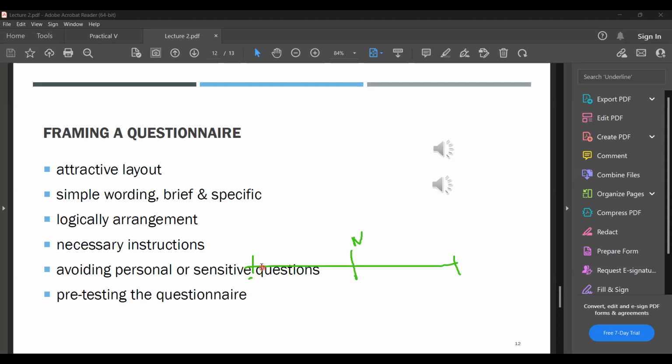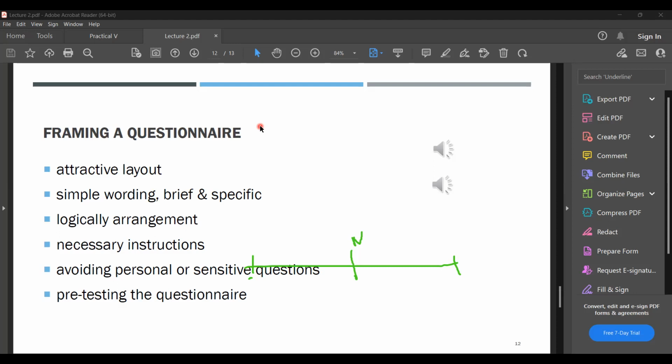And avoid personal or sensitive questions. Normally, we are not collecting the name or the phone number, even the salary. We do not collect those things normally. Those are very personal and sensitive questions. So always try to avoid these things. Sometimes those things might be essential, but you can use another way to find the answer for those things without directly asking the question about them.